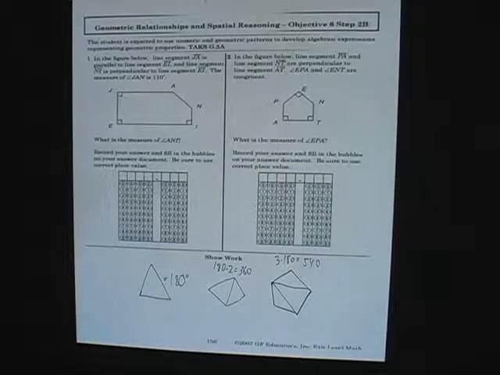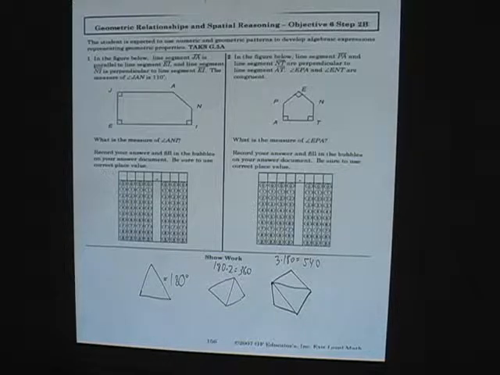Every time you add another side, you're going to be able to draw another triangle in there, which is going to add another 180 degrees to the total sum of the angles. Okay, so let's use this information and apply it to this problem.